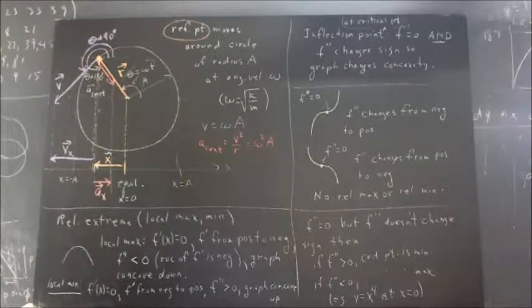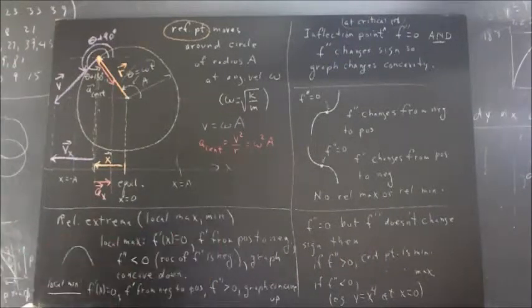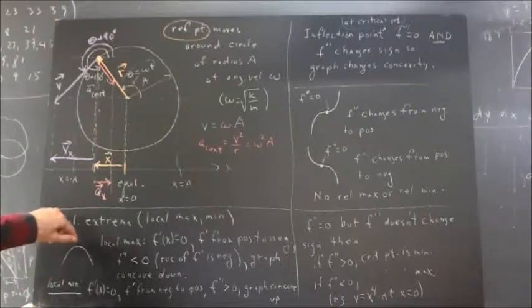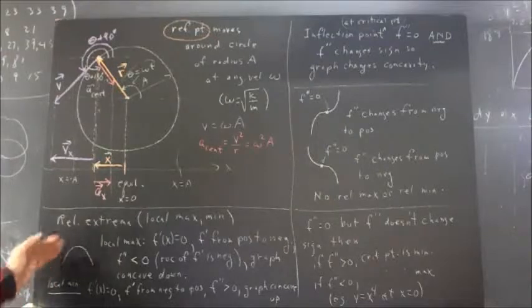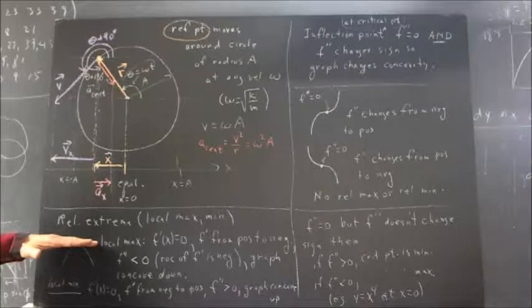The question arose in class, how do we do relative extrema? Well, relative extrema means local maximum and minimum. A local maximum occurs when the function increases to a point, levels off, and then starts decreasing. So the maximum is going to occur at the point where the function levels off.